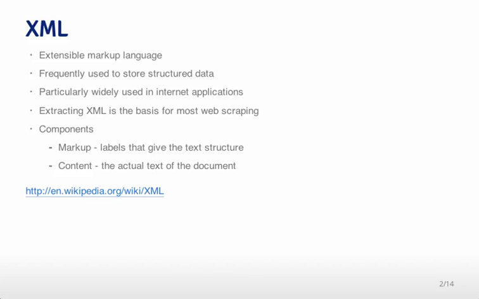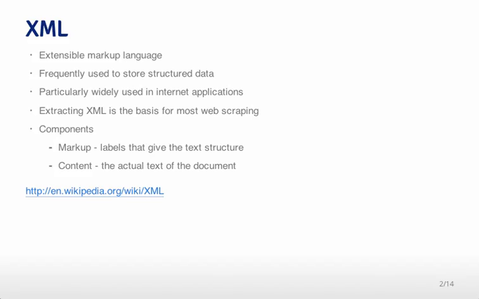You'll see it a lot when you're doing things like web scraping, trying to get data from an internet API, or trying to download data from, say, an open data website, like an open government website. Extracting XML is actually the basis for most of the web scraping that you'll see.